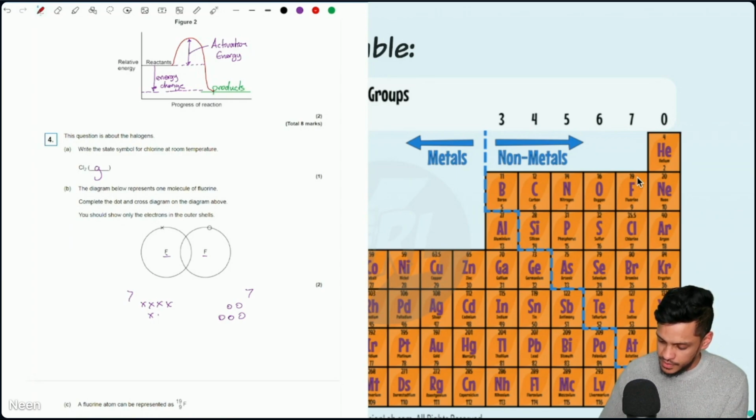I'm going to get rid of that. I'm going to put that in the middle. The right-hand side atom wants one of these crosses. So I'm going to put that one in the middle. So they're both sharing 1 electron each. And now you can put the remaining. So we've got 4 crosses here. So 1, 2, 3, 4.